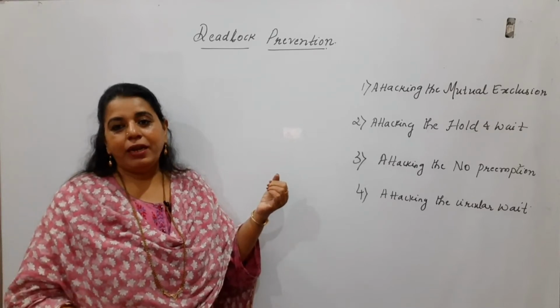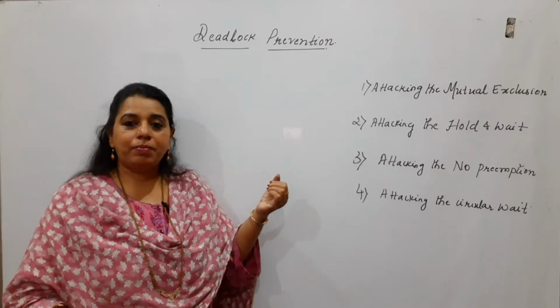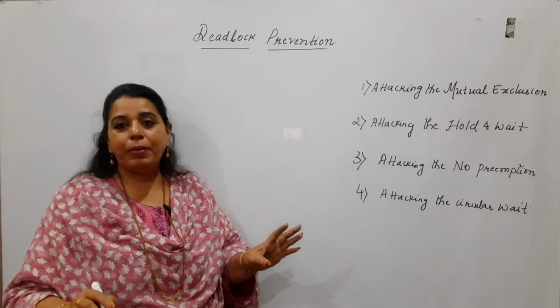There is a very popular proverb: prevention is better than cure. So before the deadlock occurs in the system, can we have some measures so that this deadlock will not happen at all in the system?